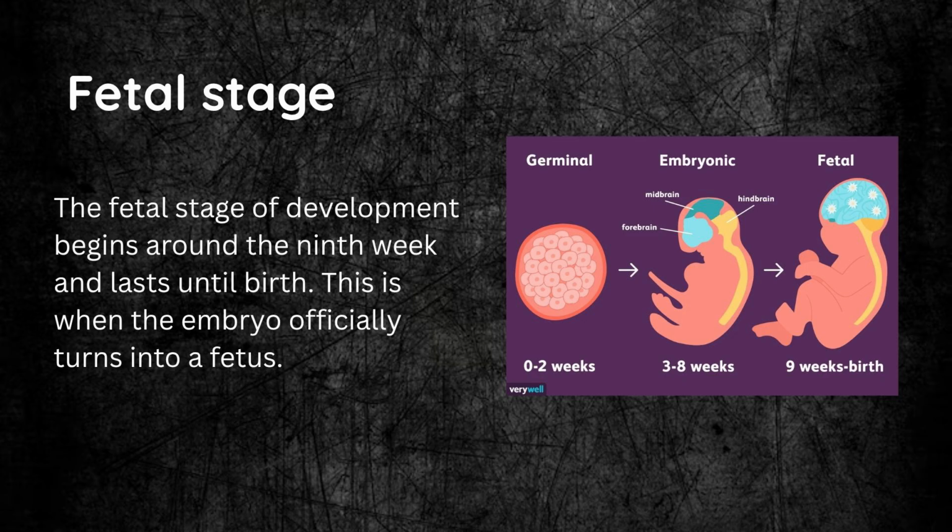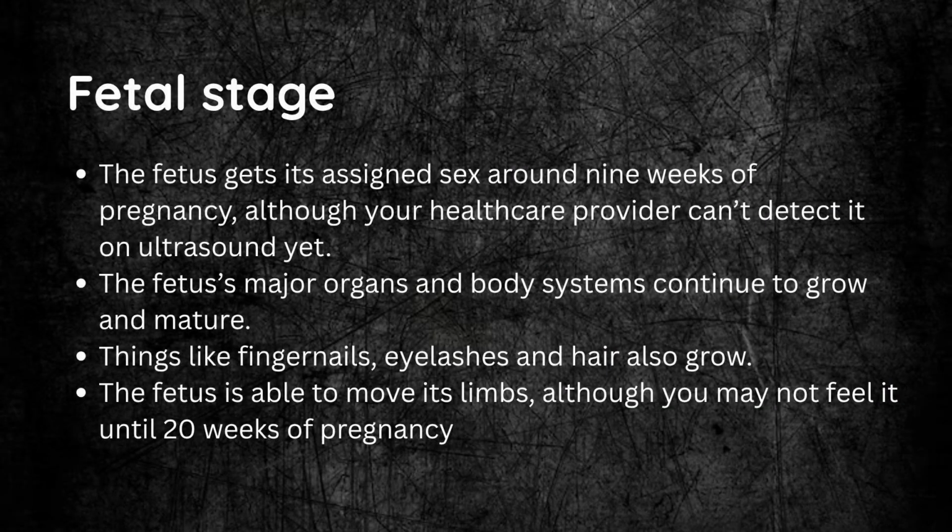Next is the fetal stage. The fetal stage of development begins around the ninth week and lasts until birth. This is when the embryo officially turns into a fetus. The fetus gets its assigned sex around 9 weeks of pregnancy, although your healthcare provider can't detect it on ultrasound yet. The fetus's major organs and body systems continue to grow and mature.